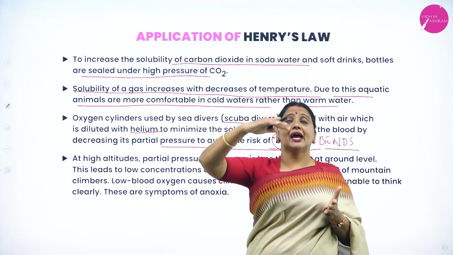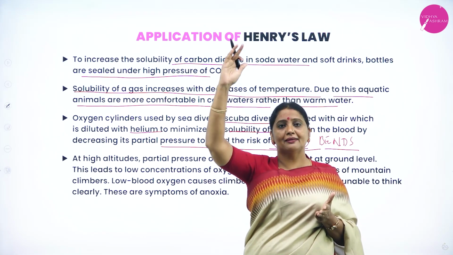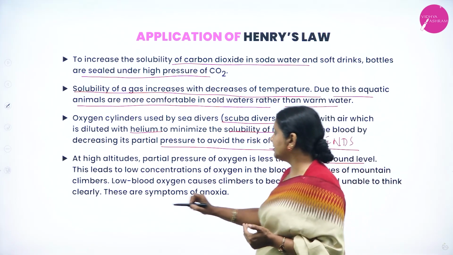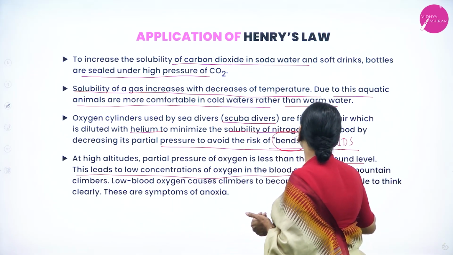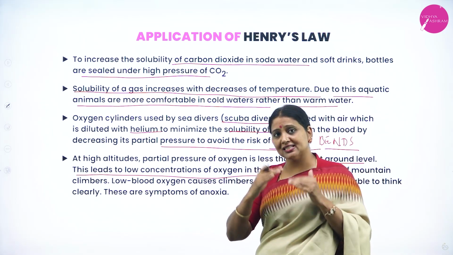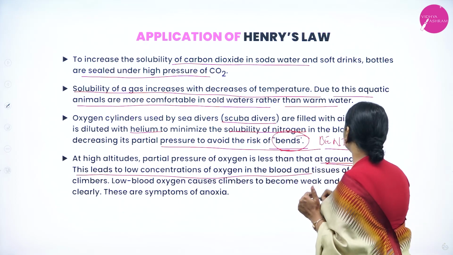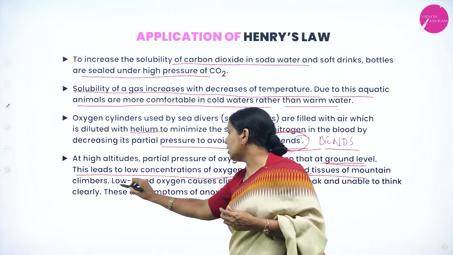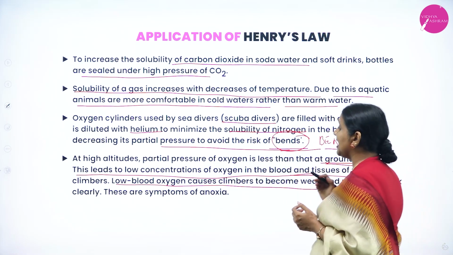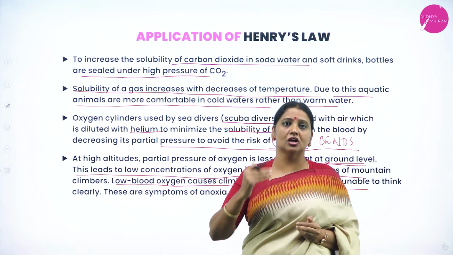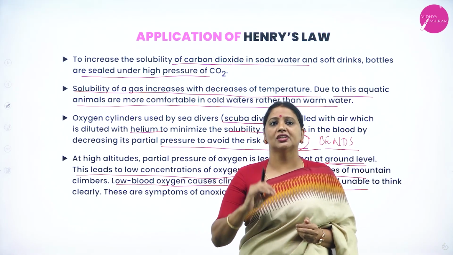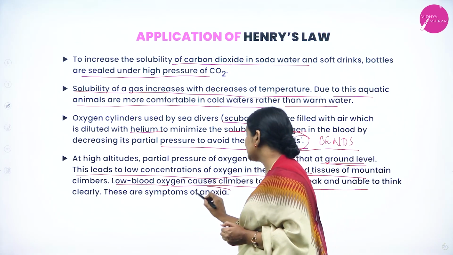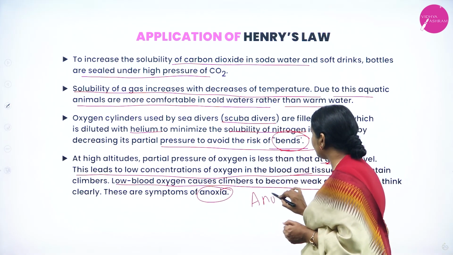Next, at higher altitude, such as on Chamundi Betta mountain, or when you go to Tirupati Betta, when you climb mountains at higher altitudes, the pressure of oxygen is less than at ground level. So this leads to a low concentration of oxygen in the blood. Therefore in a mountain climber's tissues there is a low concentration of oxygen. Low blood oxygen causes the climber to become weak and unable to think clearly. These are the symptoms of anoxia.